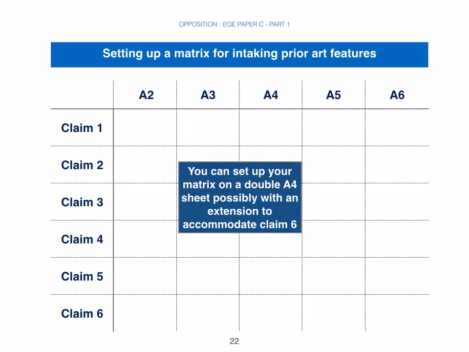As I said, you can set up your matrix on a double A4 sheet. You can do it by hand, or you can use lined paper. It's best to leave spacings in proportion to the claim features. It's not a good idea to have a too rigid format for your matrix where you try and fit things in. You have to have something which expands to the situation of the claims and the prior art that you're given. So next, we'll consider how to fill up the matrix.